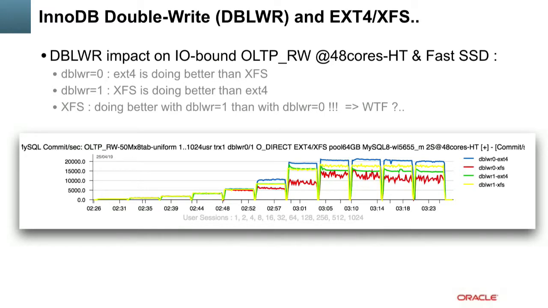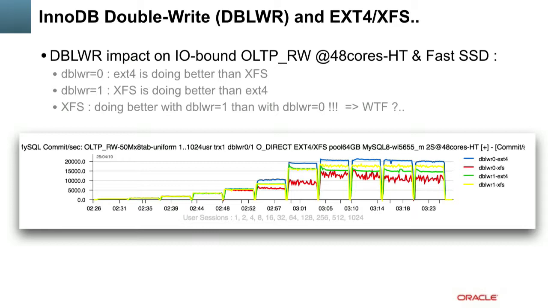You understand we have double write, so we're writing data twice, okay? The red line is XFS without double write. The blue line is ext4 without double write as well. So you see a twice difference. It's what I said, and ext4 was always better in the past.